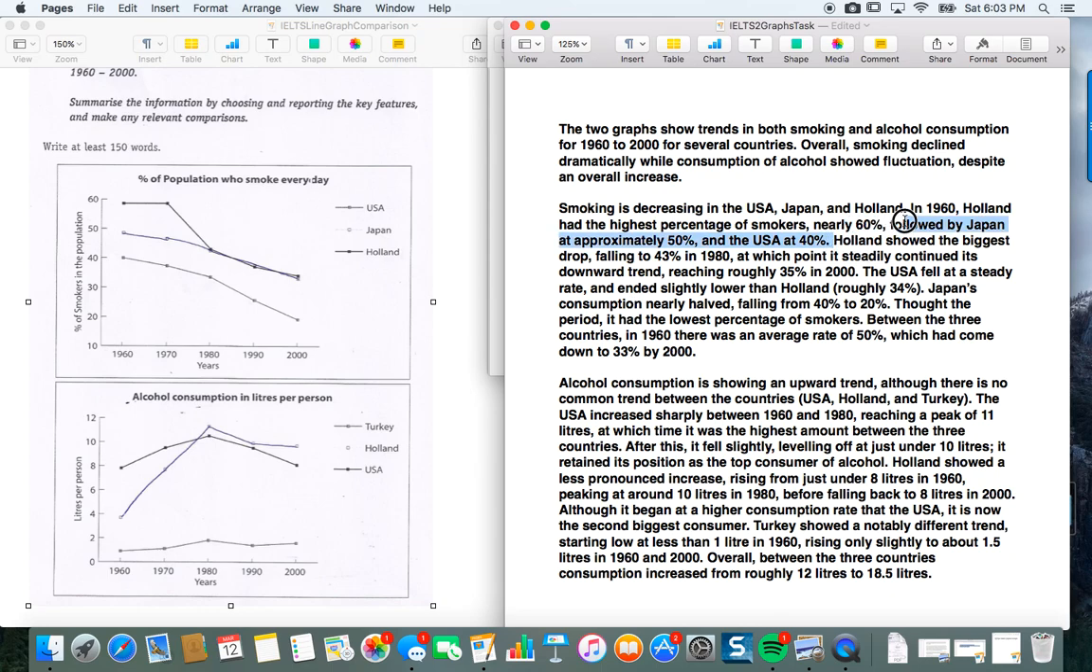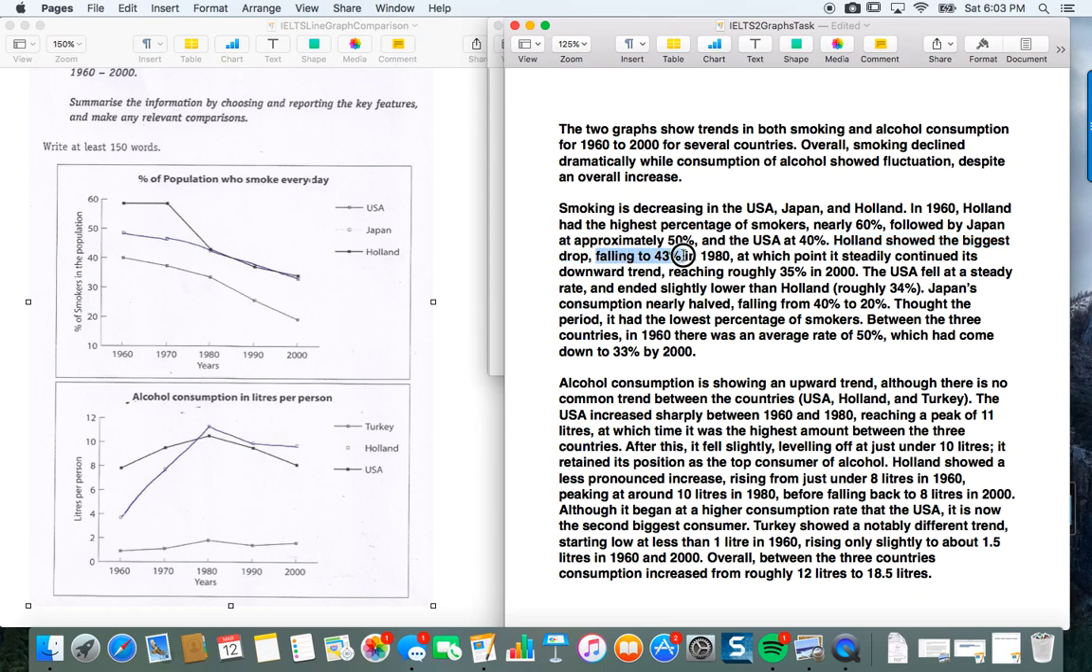So that covers your main point about 1960. All right, you've talked about 1960, and that's the overall trend supported by data. Then we get specifically to Holland. Holland showed the biggest drop. Perfect. You've got your overall trend, 60 down to roughly 40 or 39. So Holland showed the biggest drop.